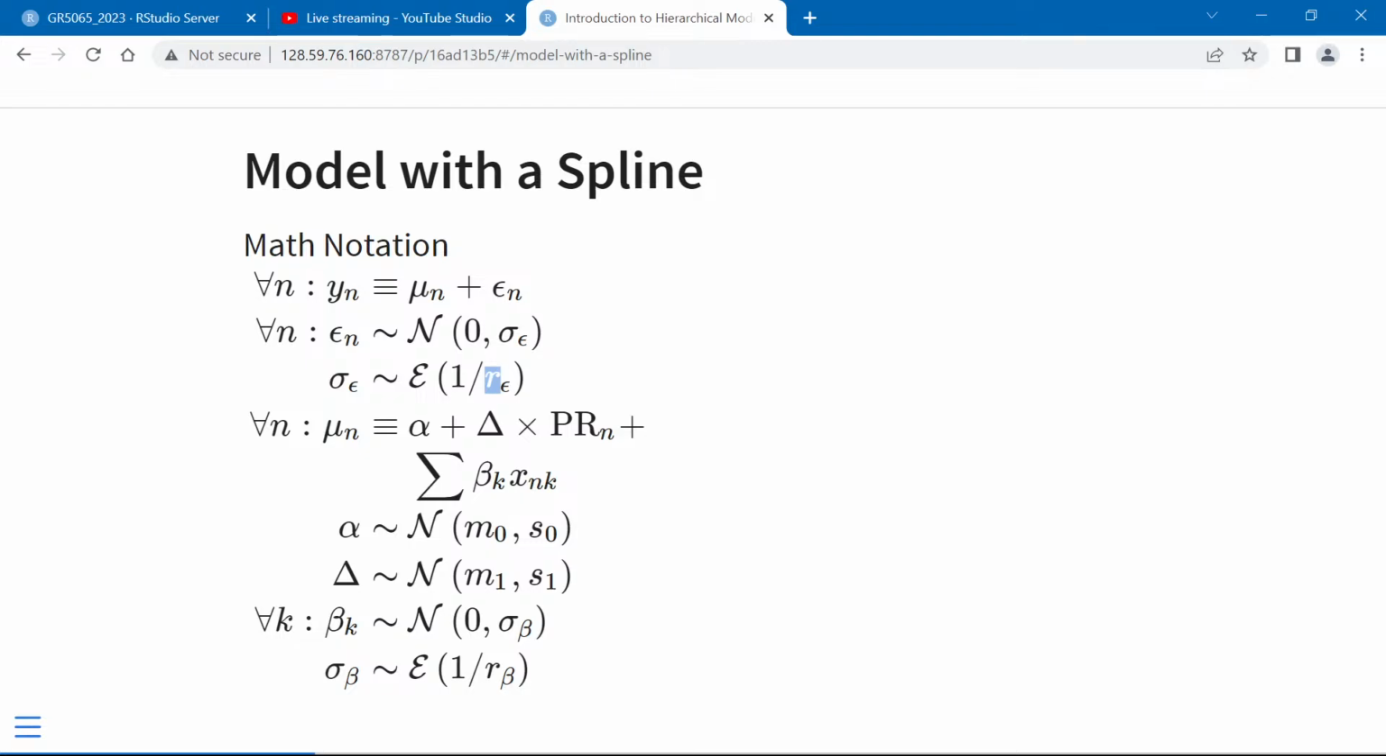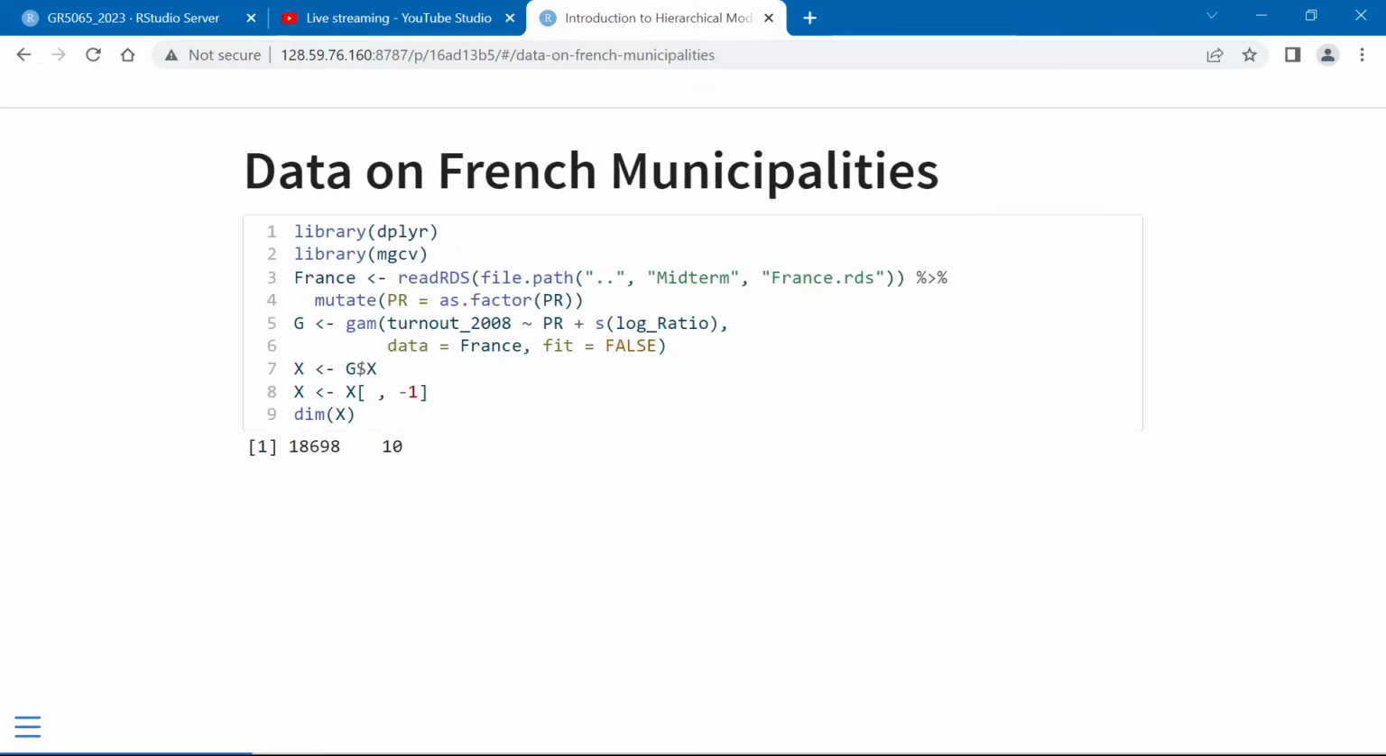But these are different standard deviations, and so these can be different priors. This is the standard deviation of the epsilons. This is the standard deviation of the betas across the 9 columns that I have here that were created from my one thing in my data frame, log ratio.